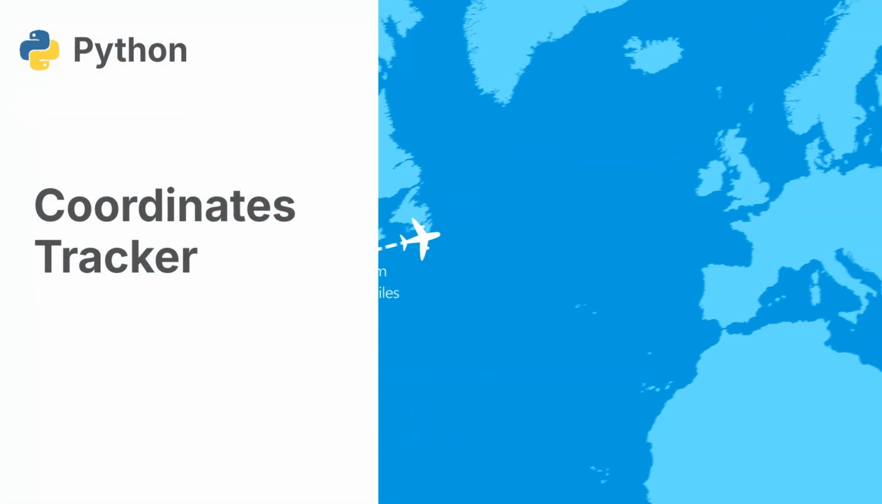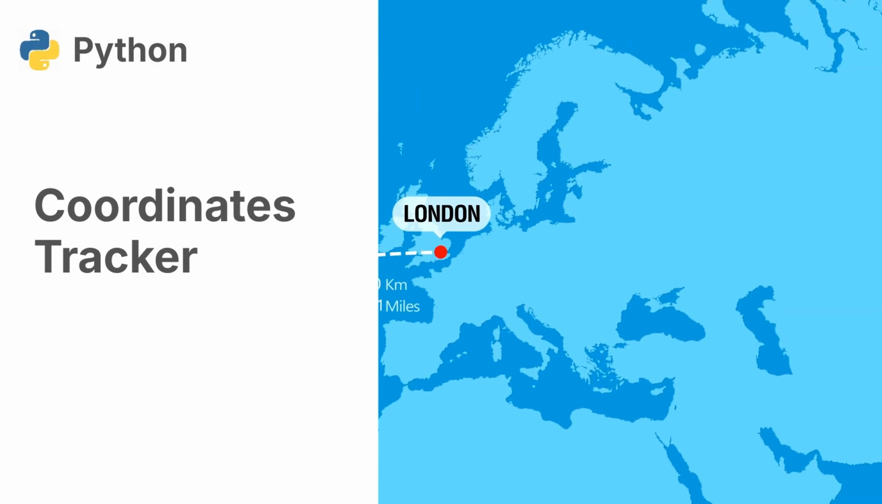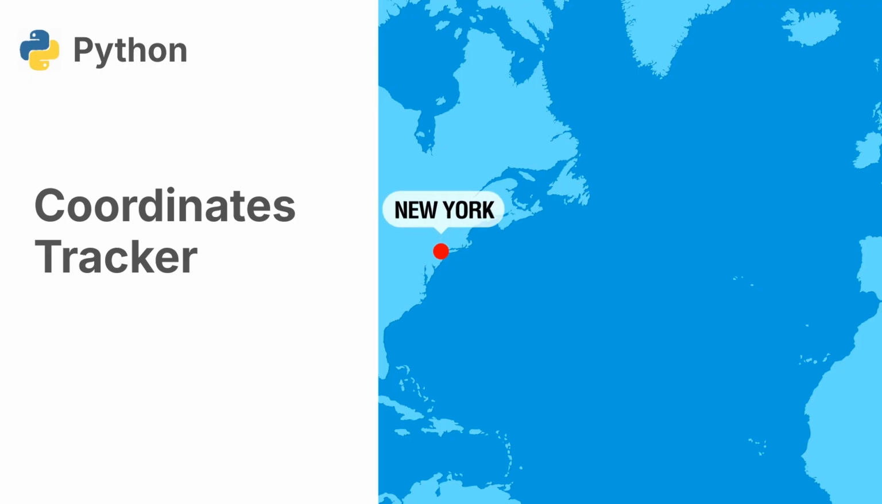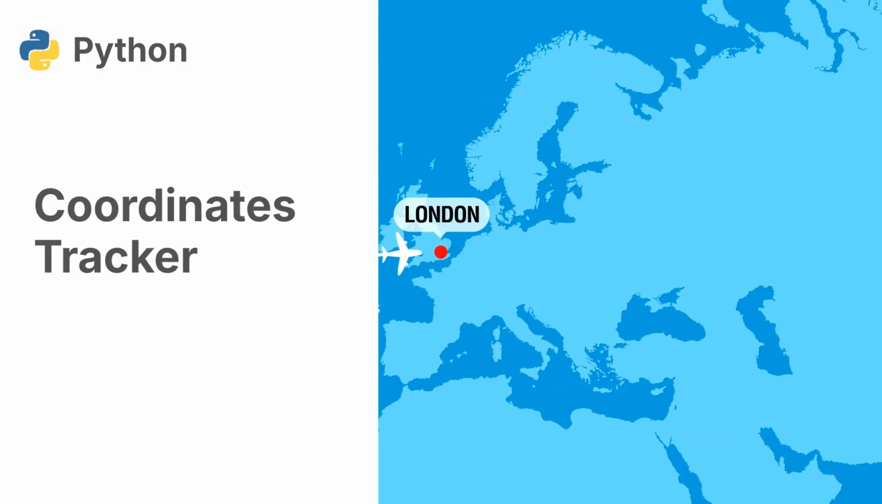In this project, we're going to build something that helps us understand how far apart 2 points are. Imagine you're planning a trip from New York to London, just like the map on the slide shows. The dotted line represents the journey between the two cities.